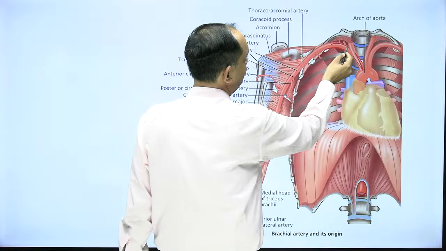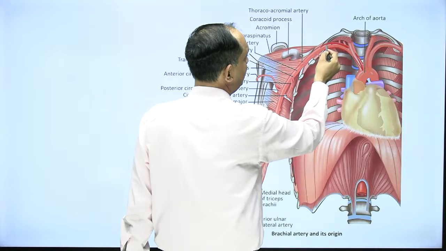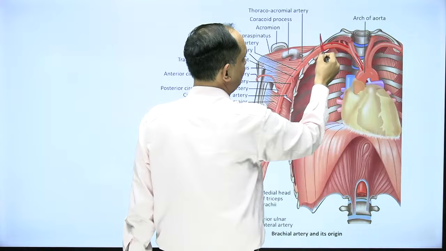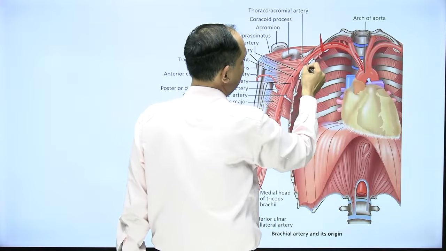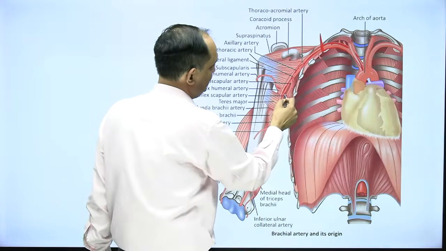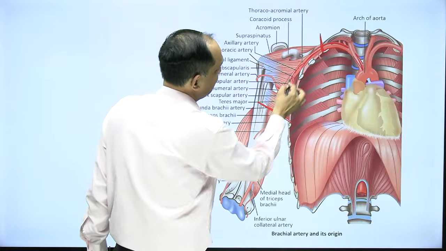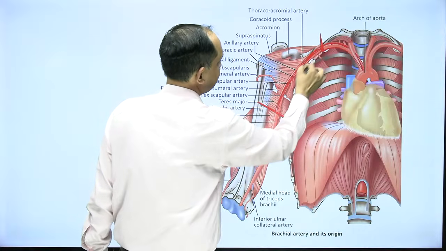Now this subclavian artery comes out from the thoracic outlet, and then it is arching on the first rib. Now this is the outer border of the first rib. After that, this artery becomes the axillary artery. This axillary artery is entering into the axilla, and this is the lower border of teres major. So this is what we are going to discuss.